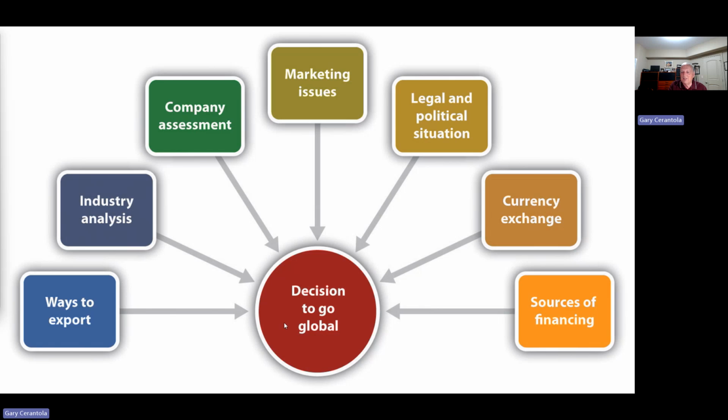But here are all the things that you need to do to go global. There's ways to export. You need to do industry analysis. You need to really get a sense of, hey, are you ready to go global? And what do you need? There's marketing issues, legal and political situation, as I outlined. The currency exchange can make or break a company. If you get into an area where the currency in a foreign entity is devaluating, you could really cause a lot of grief in your operations. And the sources of financing.